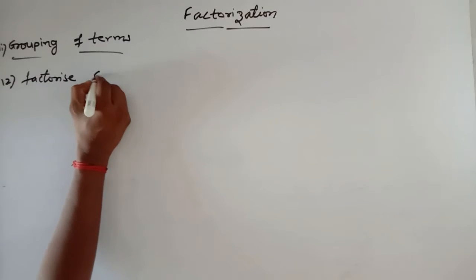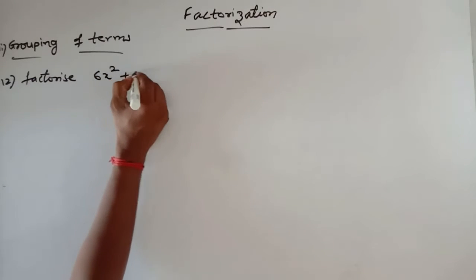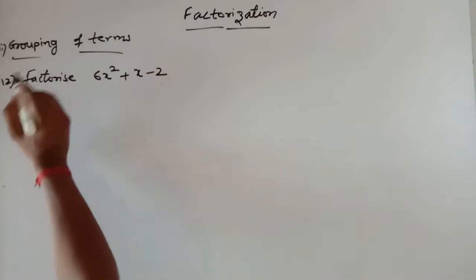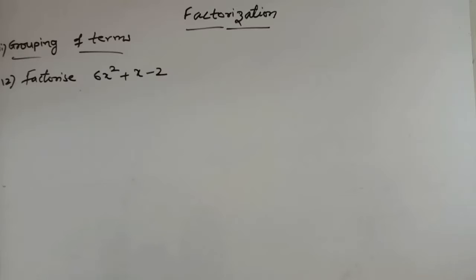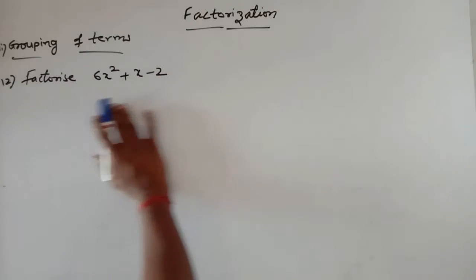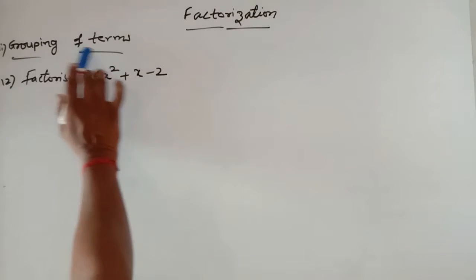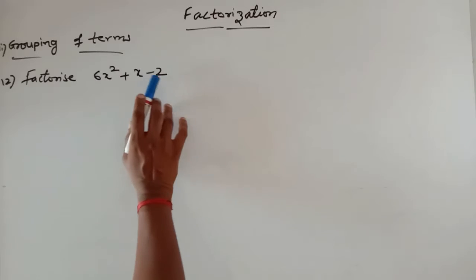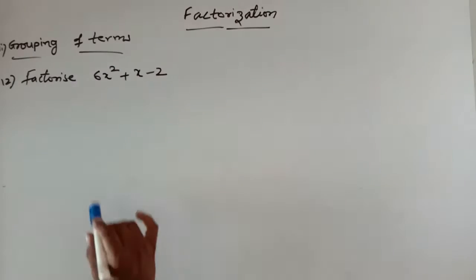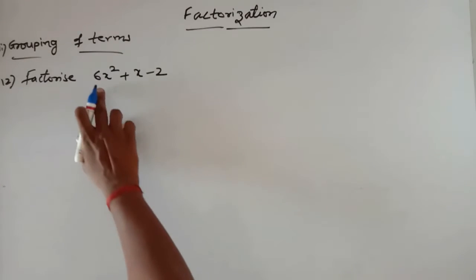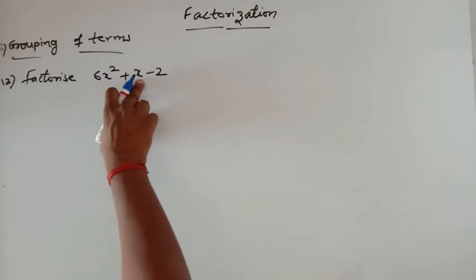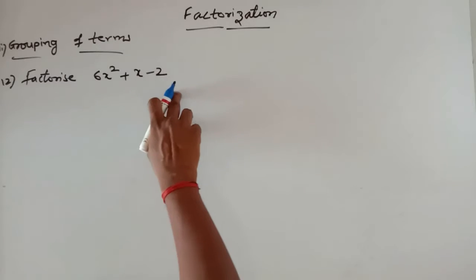6x square plus x minus 2. So here I need to factorize 6x square plus x minus 2. Here I am using grouping, not any identity. I said clearly grouping of terms. Grouping of terms means first we need to arrange the expression in descending order of power of x. So here the x square term, the next term and the constant term. So it is in descending order.